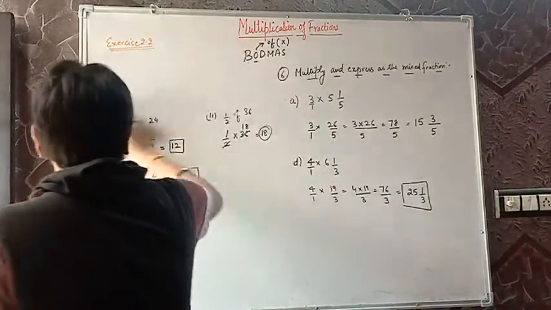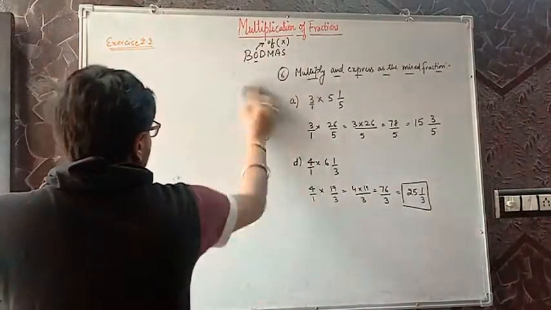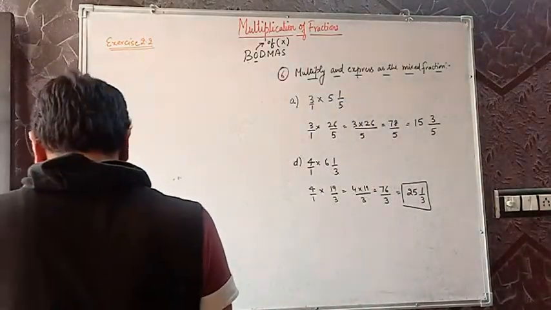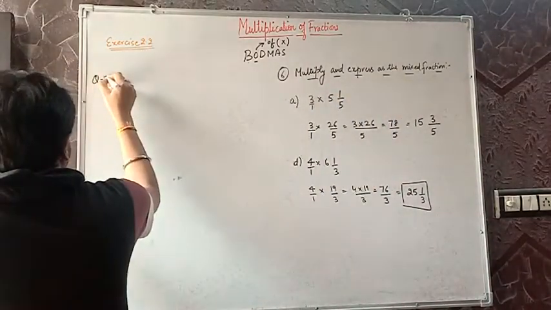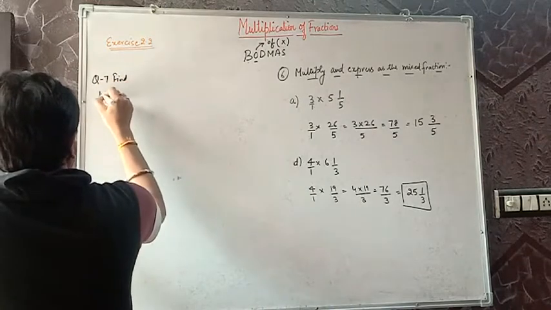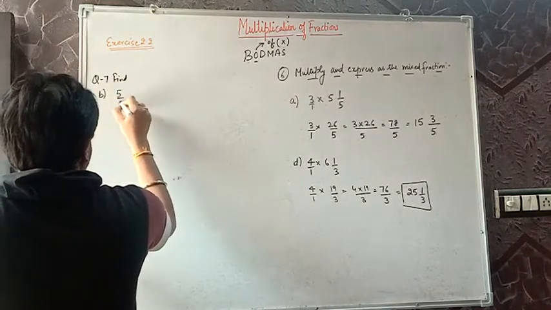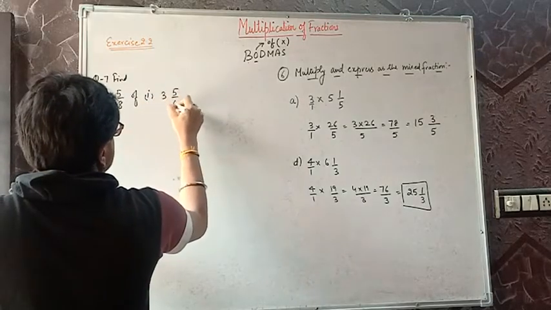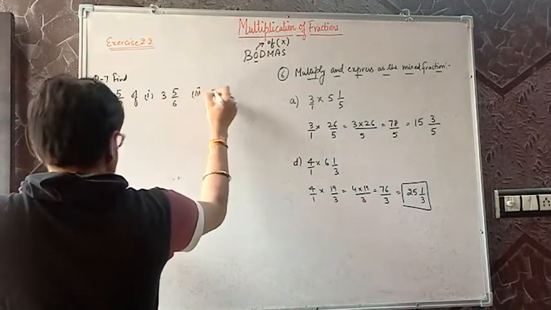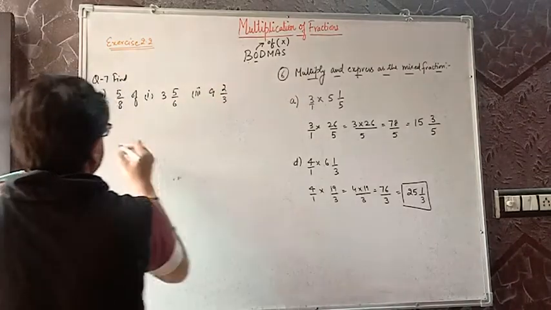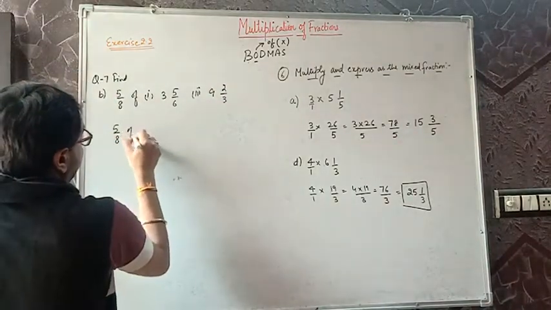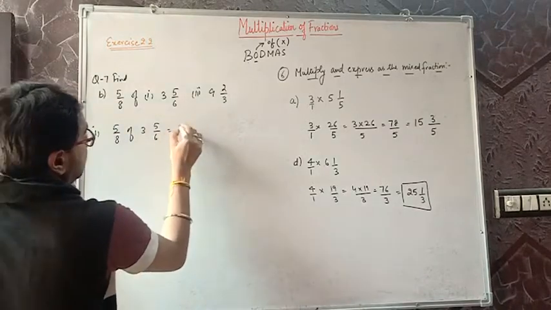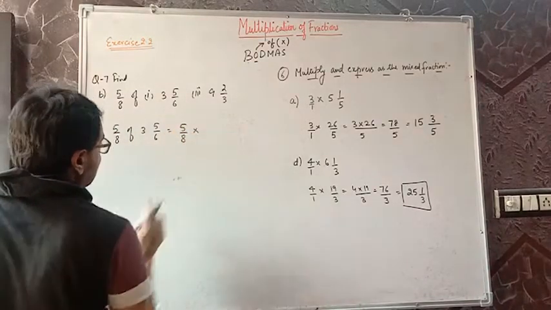Question number 7. Again, now we'll be having of with mixed fractions also. Again, I'll be doing one part. Let me do the B part for it. Question number 7. Find B part of it, 5 by 8 of. First part 3, 5 by 6. Second part 9, 2 by 3. Let's see. 5 by 8 of 3, 5 by 6. First part I'm doing. So 5 by 8 of means multiplication.